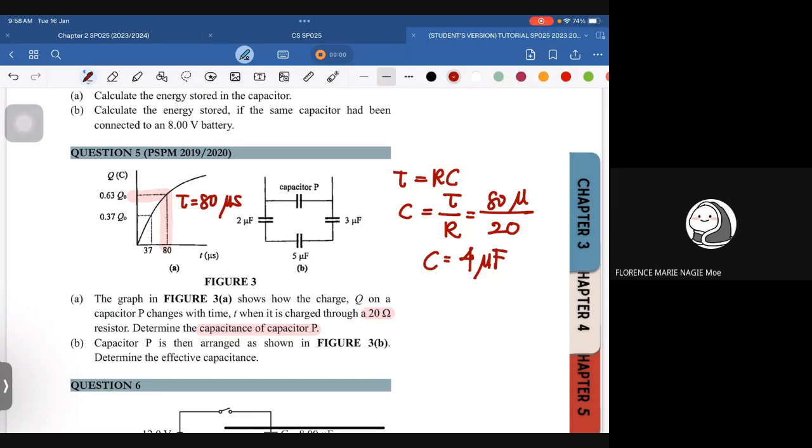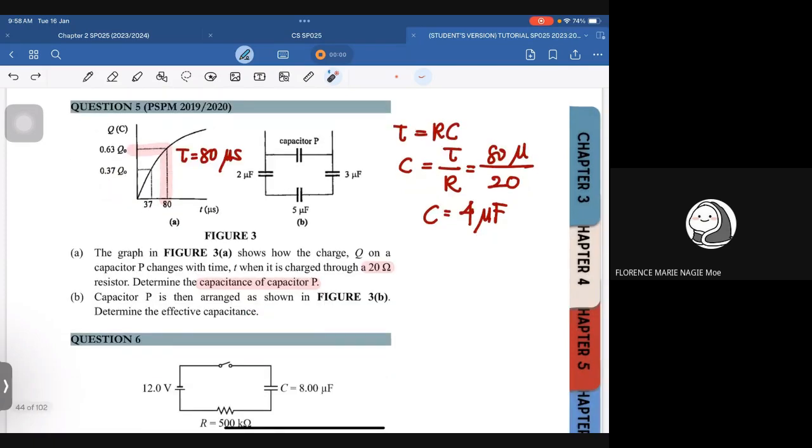Cuma the trick here is kamu kena ingat time constant untuk charging tu berapa persen. 63 ke 37. Yang tu kamu mau ingat lah. Right. So, itu soalan untuk figure 3A. Next, dia cakap capacitor P is then arranged as shown here. So, we have to determine the effective capacitance.